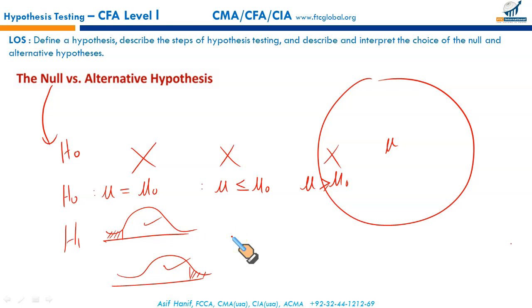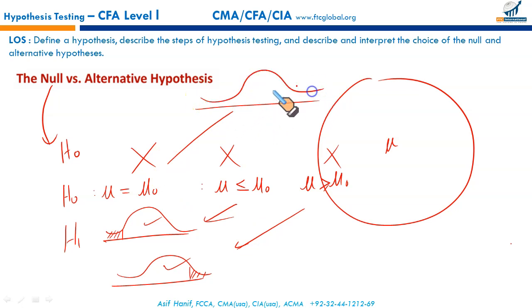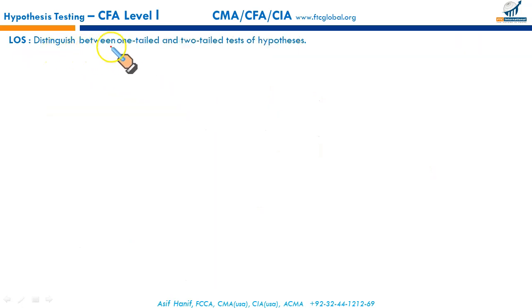But a two-tailed test, represented somewhere in this form, considers the possibility of change in either direction, left or right. It looks for a statistical relationship in both the positive and the negative direction of the distribution. So we have distinguished between one-tailed and two-tailed test of the hypothesis in the previous learning outcome statement. Let us jump to the next one.